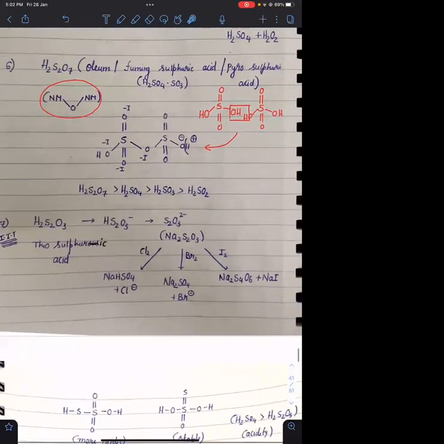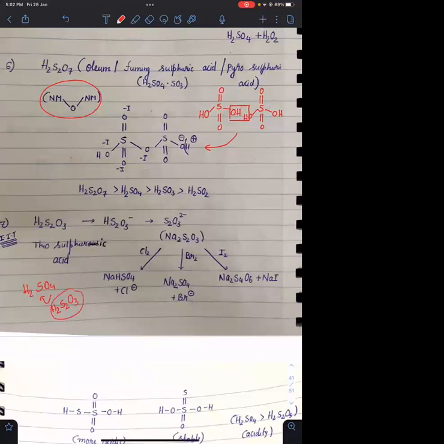Next, H2S2O3, which is also called thiosulfuric acid, and Na2S2O3, which is called thiosulfate. Thio means if you are replacing one of the oxygens by sulfur, it is called thio. Sulfuric acid is H2SO4. If I replace one of the oxygens by sulfur, I'll be getting H2S2O3. One more sulfur, one less oxygen.